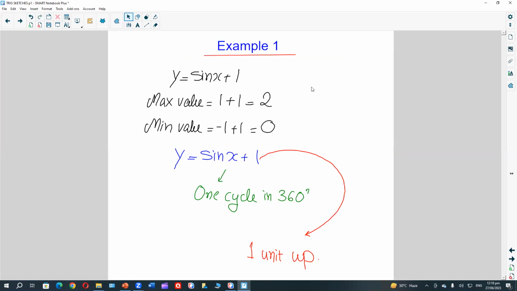I also told you about maximum and minimum values. For maximum, put 1 for sin x. For minimum, put minus 1. So in this way, you will get the maximum and minimum values. And plus 1 means you have to move the sketch one unit up. There was a technical concept to remember: when you have no number with x, it means it is 1, and this 1 means 1 cycle in 360. So now you have to copy this screen.